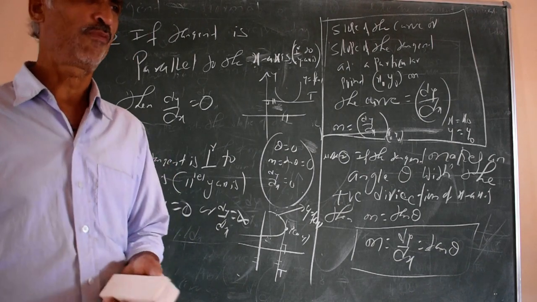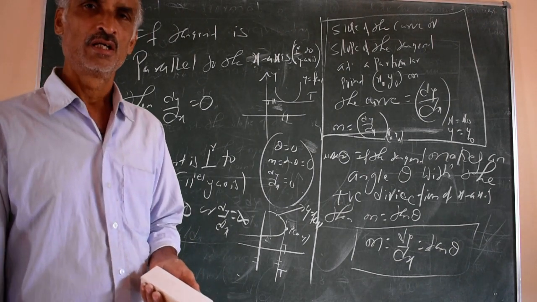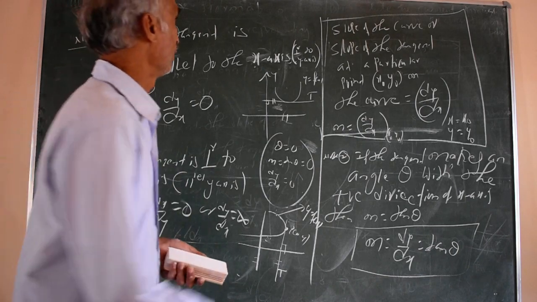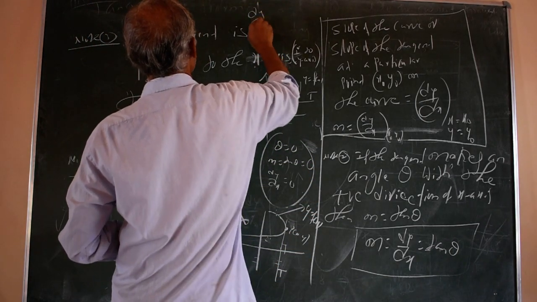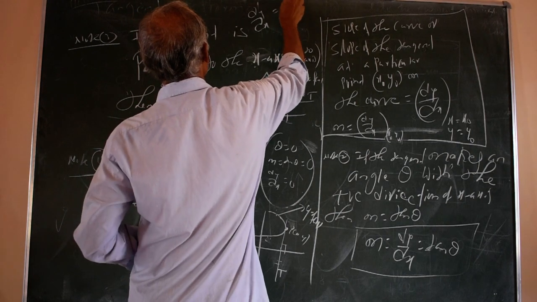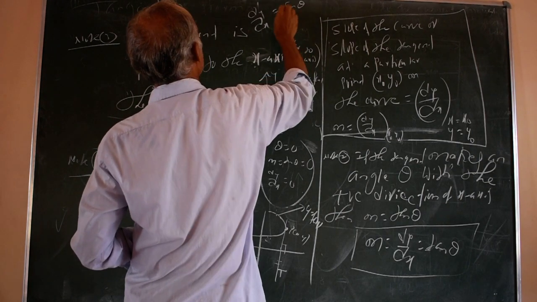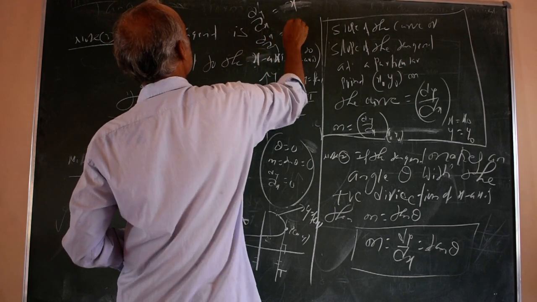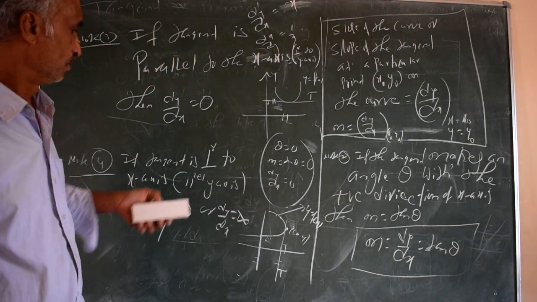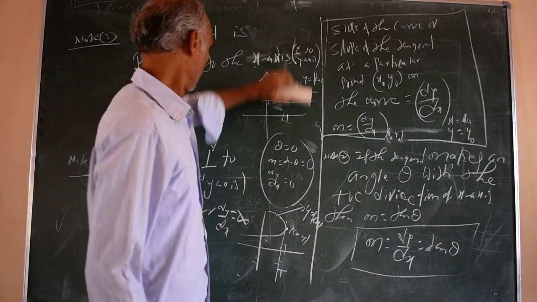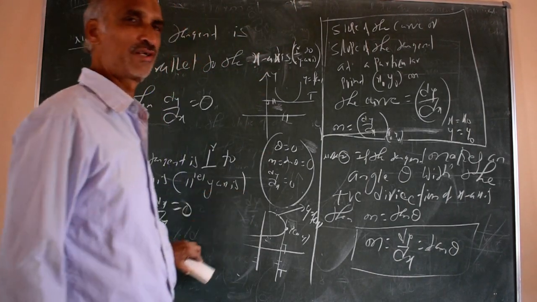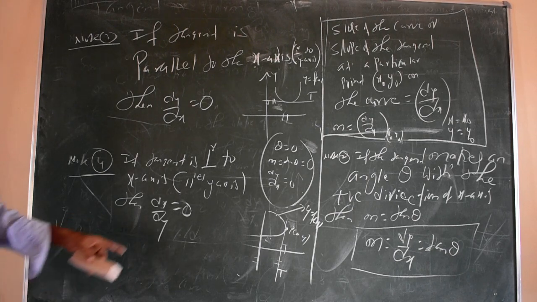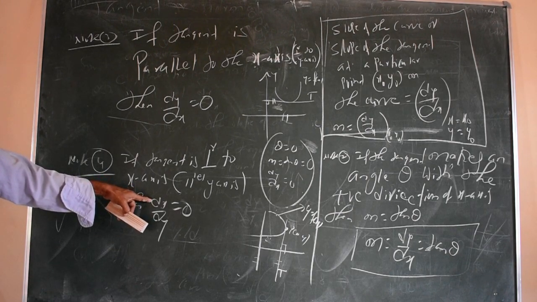Then take the reciprocal. Suppose dy by dx is sin theta. Dy by dx you got after differentiating. Or dy by dx is x. Then dx by dy is equals to 1 by x. That's all. Then dy by dx is 1 by 0. 1 by 0 is infinity.